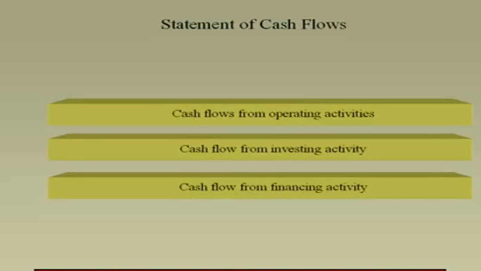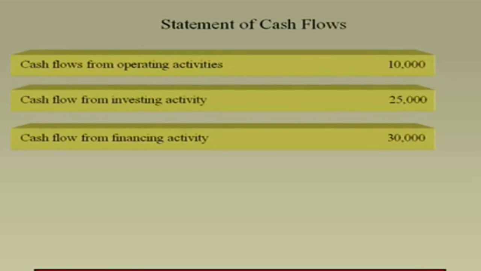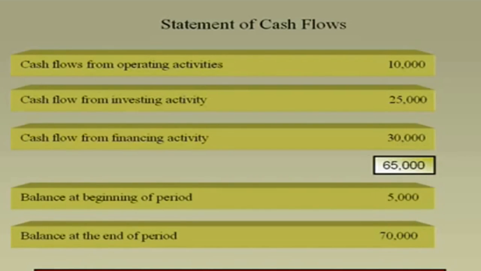I put in some hypothetical numbers to make it easy for you to understand. Let's say the cash flows from operating activity was 10,000. Cash flow from investing activity was 25,000. And cash flow from financing activity was 30,000. So, in total, for the period, the company generated 65,000 in cash. Assume the beginning balance was 5,000. So, if you had 5,000 at the beginning of the period and you generated 65,000 of cash, your balance at the end of the period is 70,000.